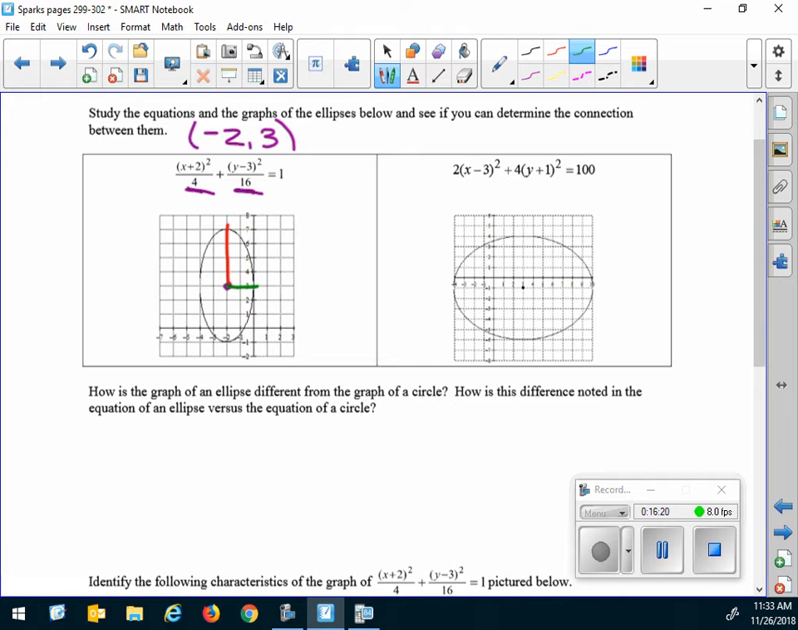Please also notice in this equation, this thing's equal to 1. It's equal to 1. Now let's go to the second equation. That one's not equal to 1. It's got to equal 1. How do we make it equal 1? Yep. Let's divide every term by 100 and let's see what we get.